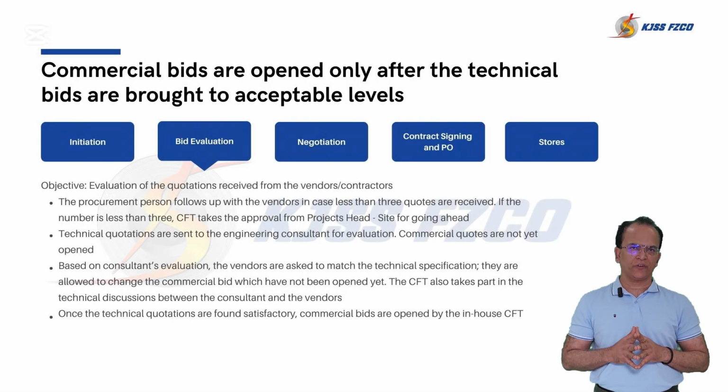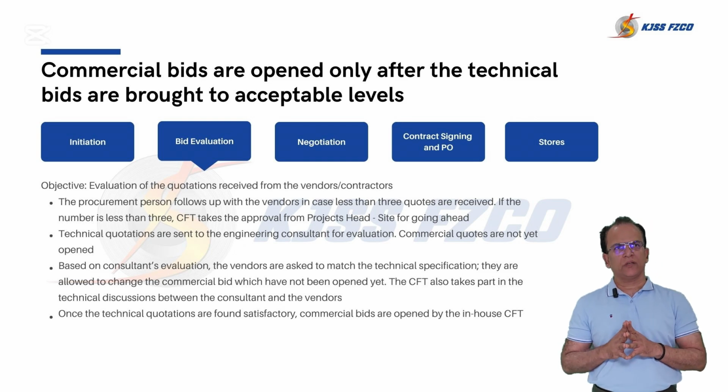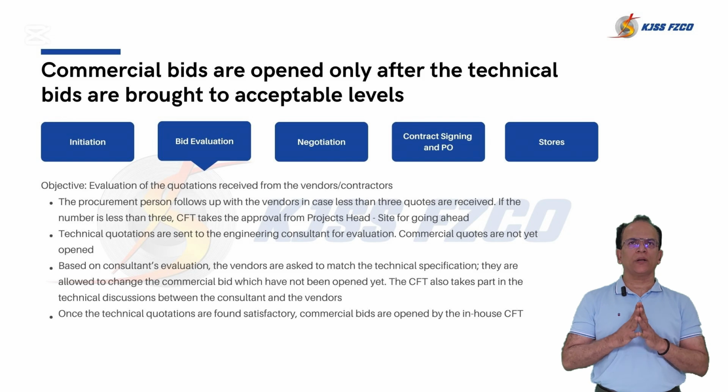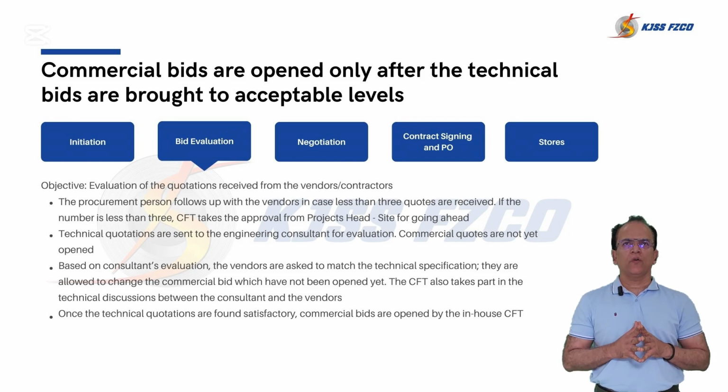Now we will enter into the bid evaluation. The objective of bid evaluation is to evaluate the quotes received from the vendors or contractors. It has the following steps. Number 1, follow up on quotation. The procurement person checks how many quotations are received.